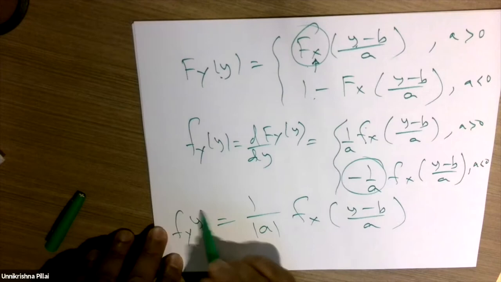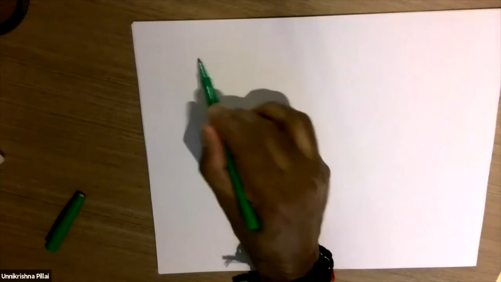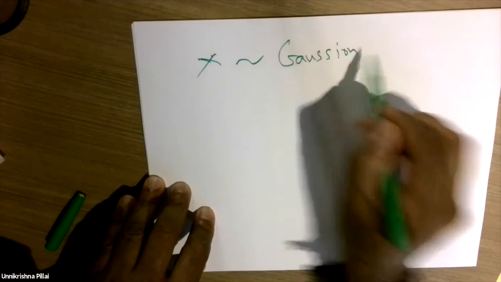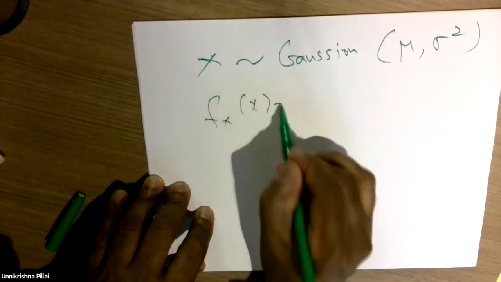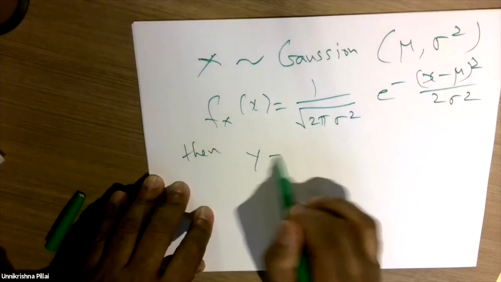All right, so that's a formula that you should be able to derive. So let me do an example here. Suppose X is Gaussian with the parameters mu and sigma squared. So f_X(x) looks like this. This is given to us. Then Y equal to aX plus b, you plug into that previous formula.